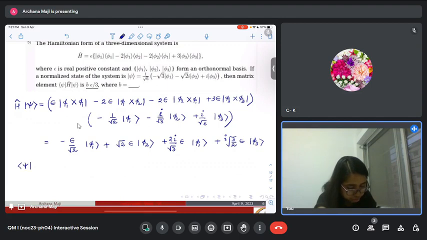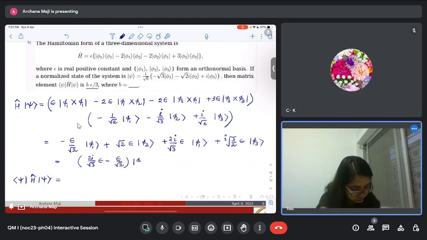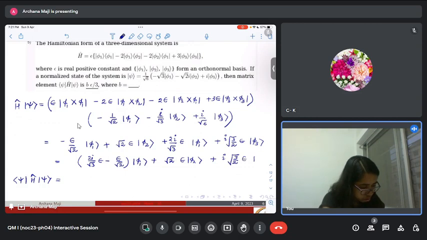Now we take the inner product with psi again, and that gives us, so let's write these two terms together: 2i over square root 3 epsilon minus epsilon over square root 3 phi 1 plus square root 3 epsilon phi 2 plus i square root 3 over 2 epsilon phi 3.